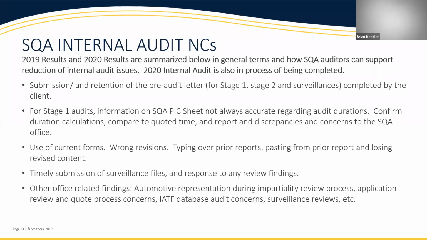From the internal audits, there have been other office-related findings, things like the automotive representation on the impartiality review process. We made some changes in the application review and quotation process concerns, some updates to forms and things like that. We continue to find concerns with the IATF database audits, so the accuracy of your information in your reports and packages is very important to that. We've already mentioned surveillance reviews, so there are other findings, but not as many in terms of the office issues that are always relevant to the auditors. So just a handful of items here from the internal audits and things that you should be aware of as the auditor.